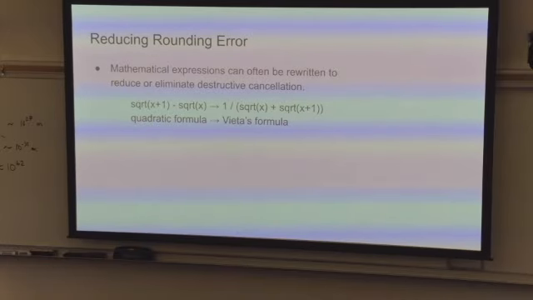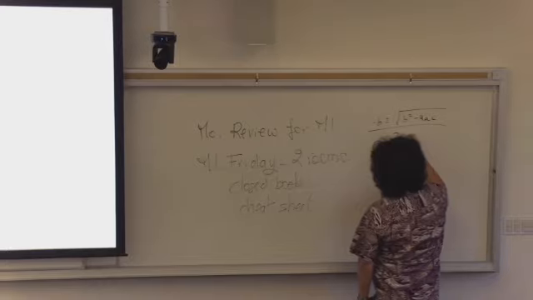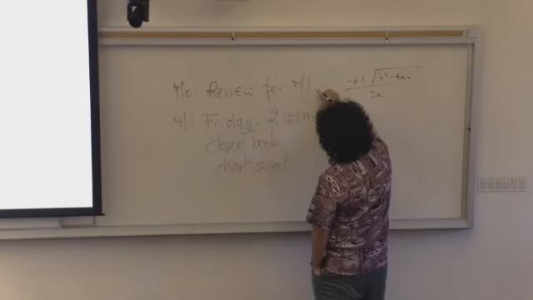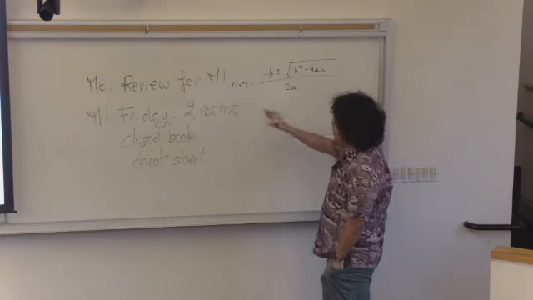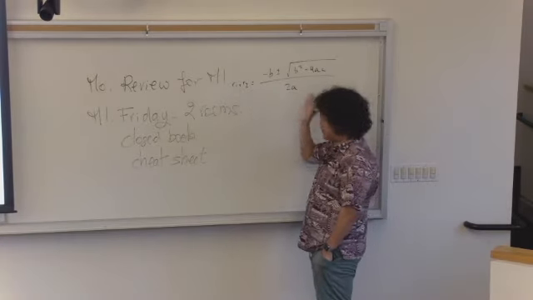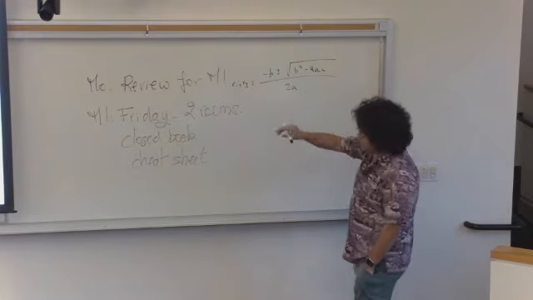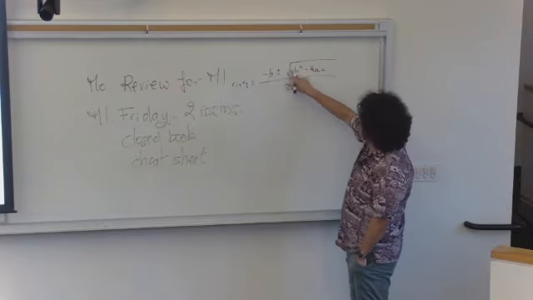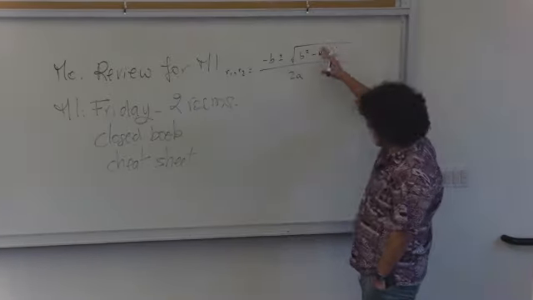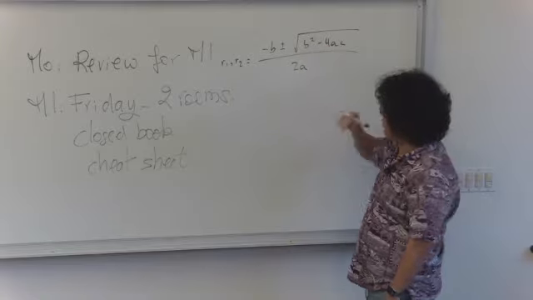So if you remember the quadratic formula, it's negative b plus or minus the square root of b squared minus 4ac, over 2a. Let's call the two roots r1 and r2, given by this formula. They solve ax squared plus bx plus c equals 0. If b is quite large, then the square root of b squared minus 4ac is very nearly b, and so here you're taking negative b plus b, a lot of destructive cancellation.